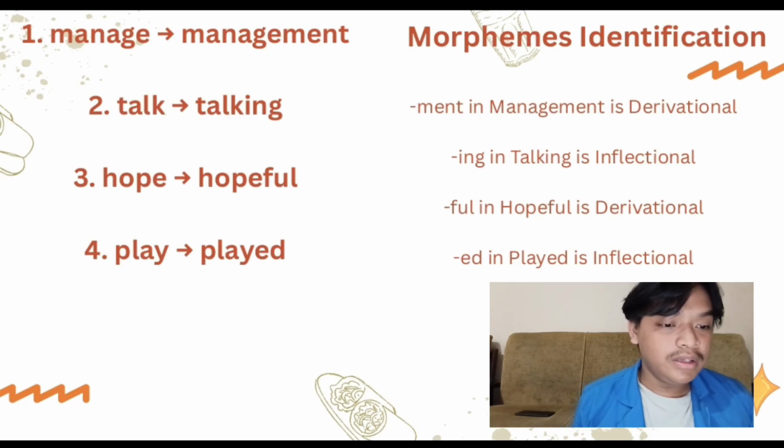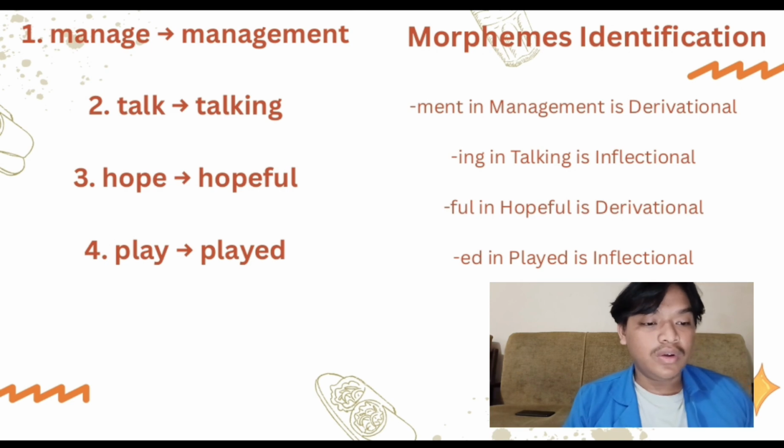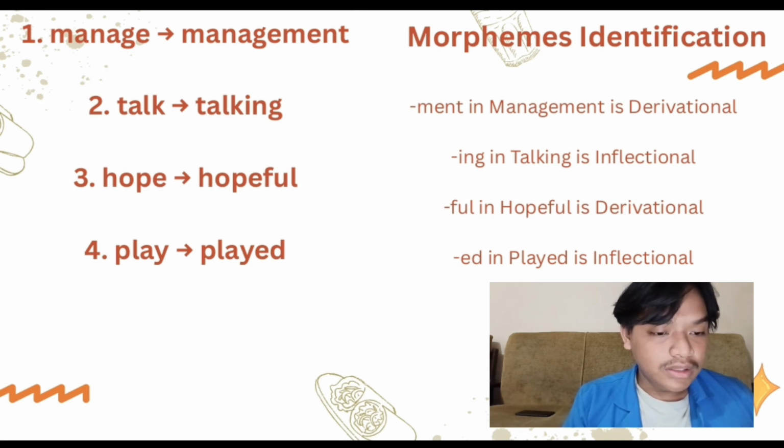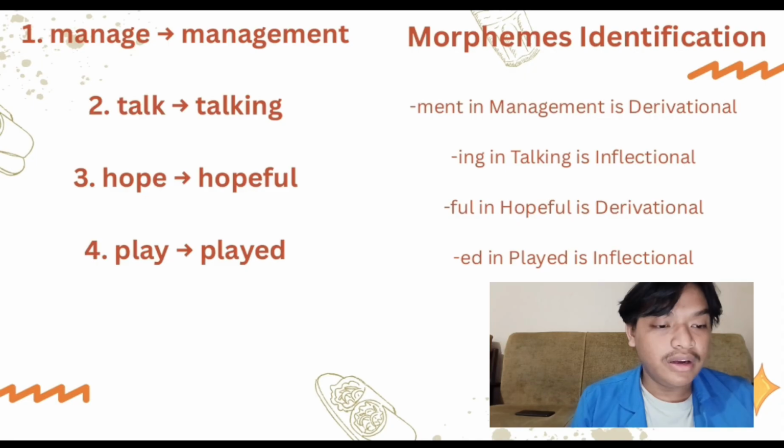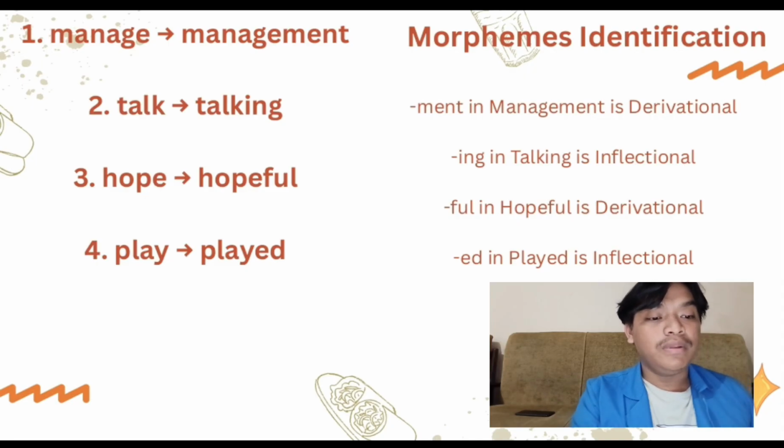First, management uses the suffix ment, which changes the word class from a verb into a noun. Therefore, it is a derivational morpheme. Second, talking has ing, which does not change the word class but instead shows the progressive aspect. So it's an inflectional morpheme. Third, hopeful has ful, changing the word from a verb to an adjective, which makes it another derivational morpheme. Lastly, played adds ed to mark the past tense without changing the class of the word. So it's an inflectional morpheme.